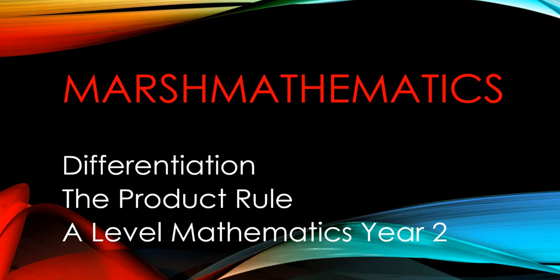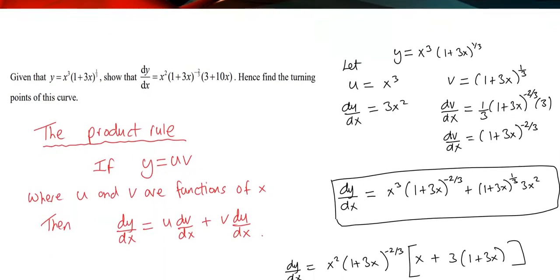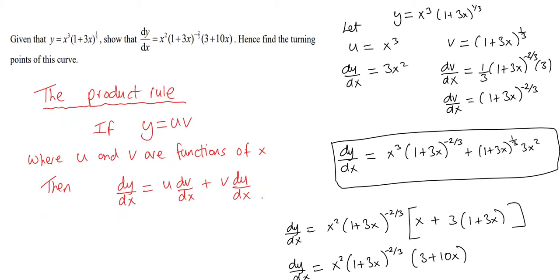Okay, now one of the examples I've picked here is a typical exam question, and I've written it out so that I can talk through it. If they're going to give you a question on the product rule in an A-level exam and it just involves the product of two functions of x, they're going to make it quite difficult.